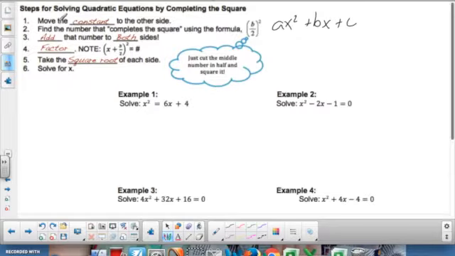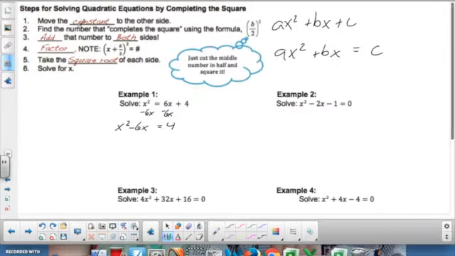The other thing is, this says move the constant to the other side. Basically what that means is you need to rearrange it so that you have ax squared plus bx, and then your c is on the other side of the equal sign. So you want both your terms that have the x in it to be together, and then your term that's just a number to be off by itself. So in this case, we're not really moving the constant. Instead, we're going to move this x term because we need it to be over here with the x squared. So that gives us x squared minus 6x equals 4.